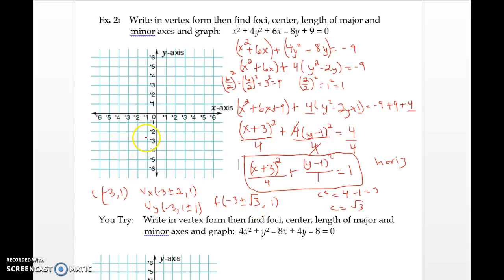So I'm going to graph my center, -3, +1. X is horizontal, so I'm going to go left and right, 2. That's my A. Oh, that's not 2. I'm going to go to the right 2, and from my center to the left 2. I'm going to go up and down 1 because that's your B for your Y, and I have my 4 vertices there.